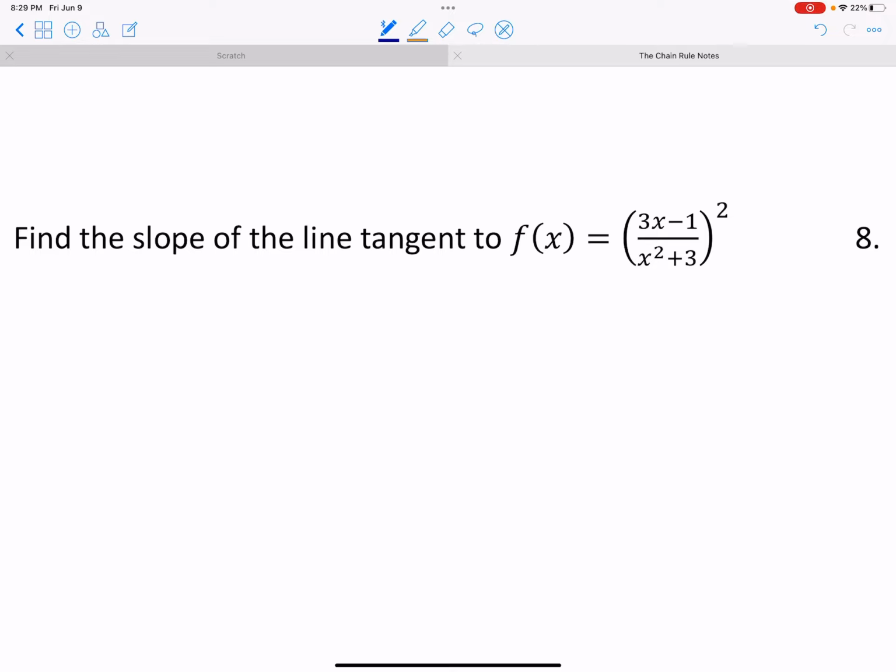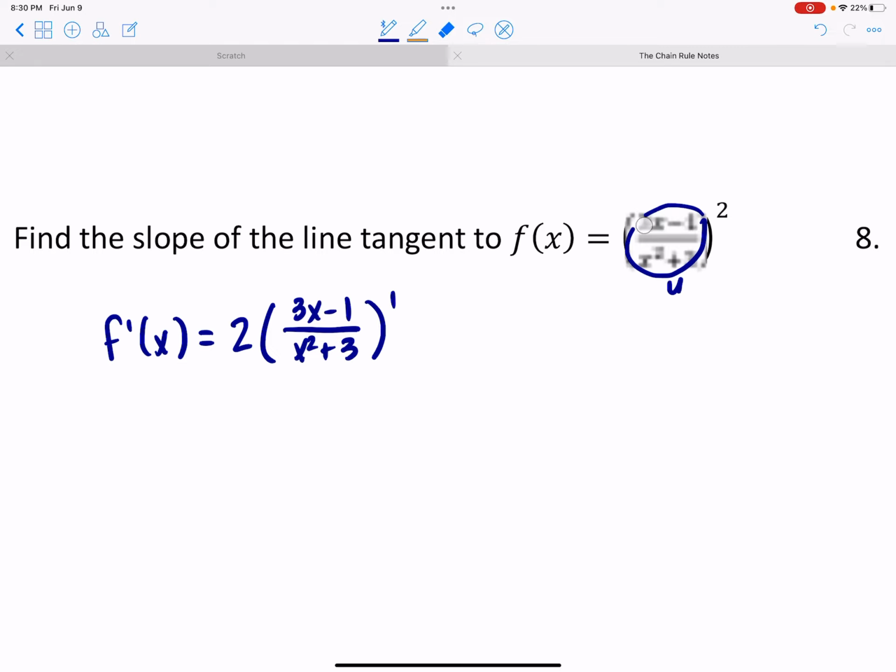Okay, so let's envision this whole thing, this whole inner function, this whole fraction, that's u, right? So if I was looking for f prime of x, I'm taking the derivative of the outer function. u squared would be 2u to the first, right? So it would just be 2, not u, but (3x minus 1) over (x squared plus 3) to the first power. Okay, so that's the derivative of my outer function, ignoring my inner function. Well, now I can't ignore it, right? After I do that piece, I need to multiply by the derivative of that inner function.